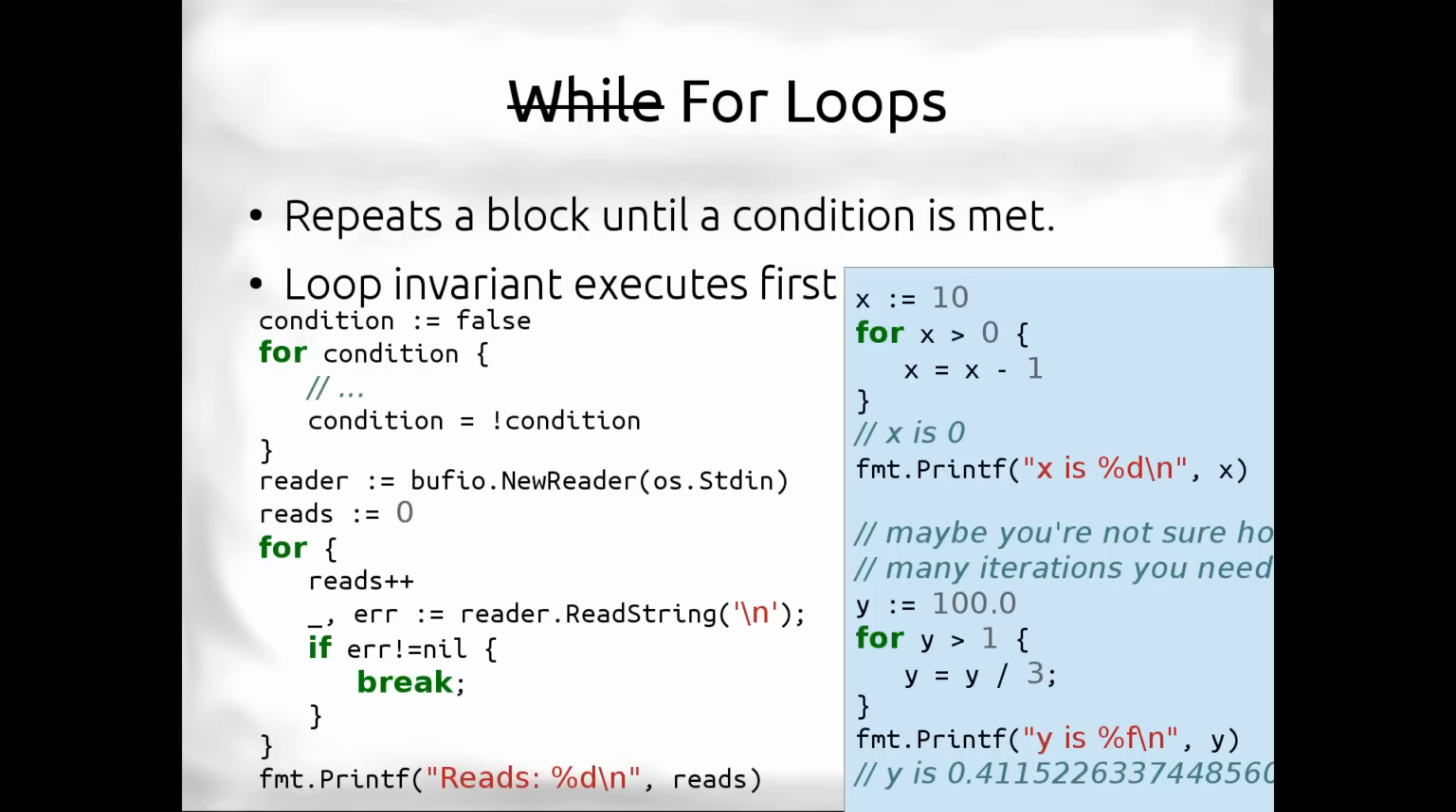So the first thing that really surprised me about Go was the lack of a while loop. In fact, they just dropped the while keyword, and they just let for do it all. Makes sense. What while loops usually are used in other languages for is to repeat a block until a condition is met. That is, you've got a block of code and you want to repeat it until the condition is met.